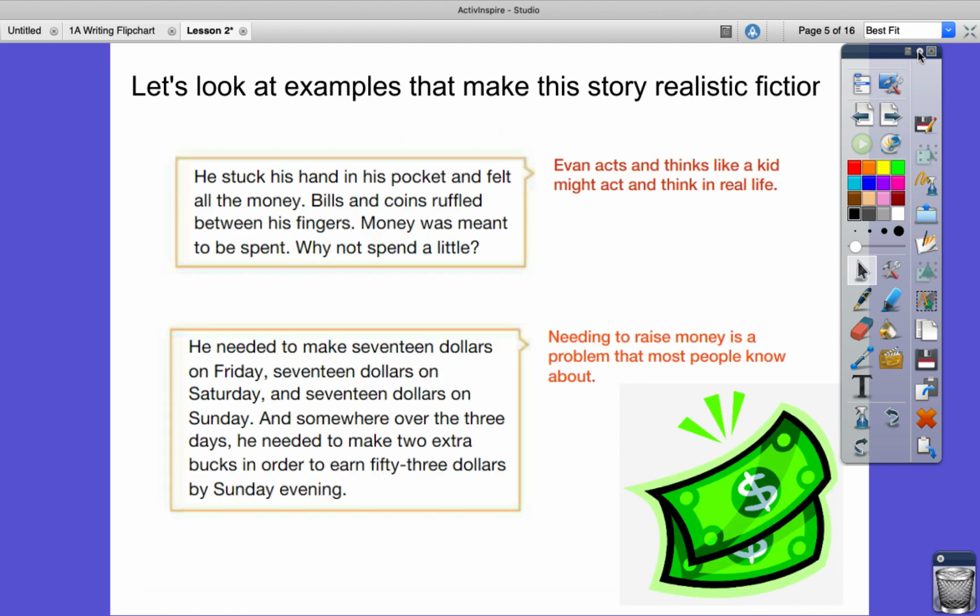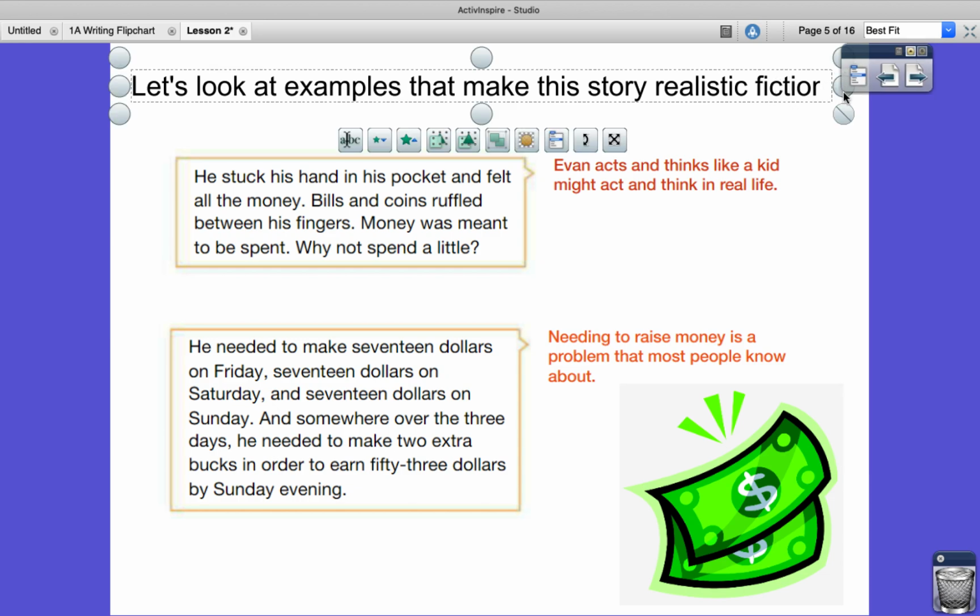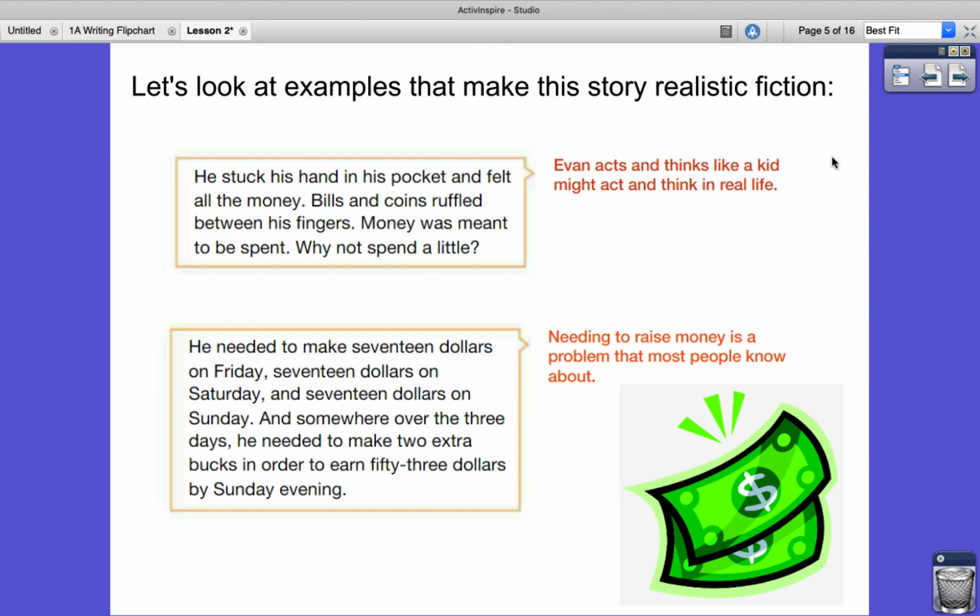So let's look at some examples that make this story realistic fiction. He stuck his hand in his pocket and felt all the money. Bills and coins ruffled between his fingers. Money was meant to be spent. Why not spend a little? Evan acts and thinks like a kid might act and think in real life. Let's look at our next example. He needed to make $17 on Friday, $17 on Saturday, and $17 on Sunday. And somewhere over the 3 days, he needed to make $2 extra in order to earn $53 by Sunday evening. So needing to raise money is a problem that most people know about.